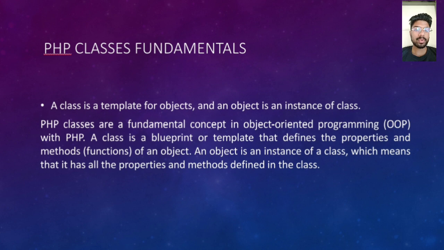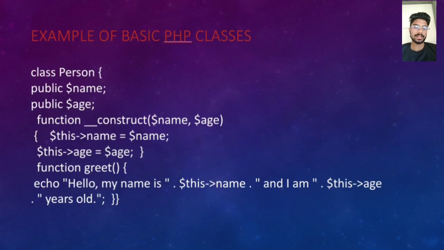A class is a blueprint or template that defines the properties and methods of an object. Methods means functions. An object is an instance of a class, which means that it has all the properties and methods defined in the class. Examples of basic PHP classes are here.